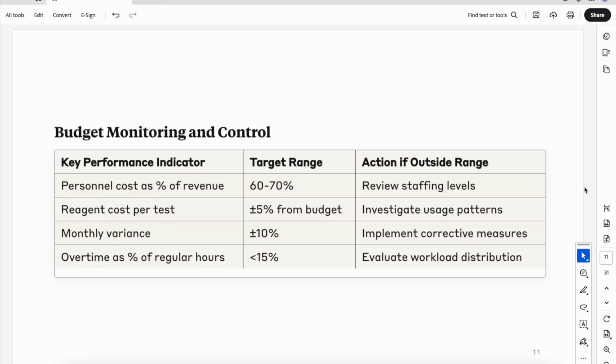Overtime as a percentage of regular hours should be less than 15%. Excessive overtime may indicate understaffing or poor workload distribution. When these indicators fall outside target ranges, specific actions are required. For example, if personnel costs are too high, review staffing levels. If reagent costs per test are elevated, investigate usage patterns. Monthly variances require implementation of corrective measures, and excessive overtime calls for evaluation of workload distribution.